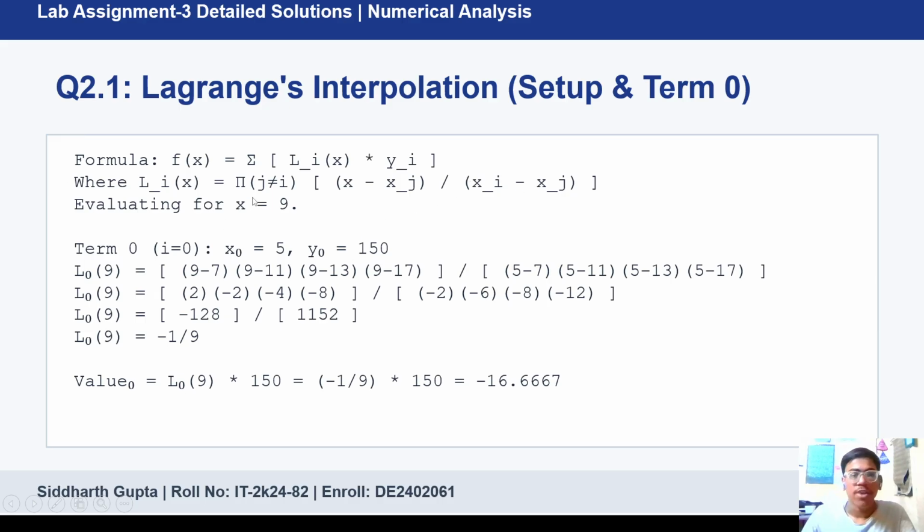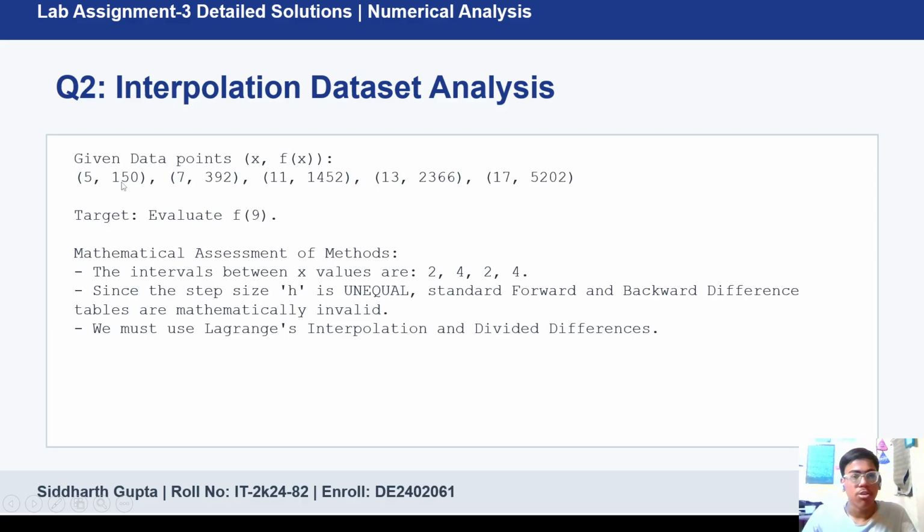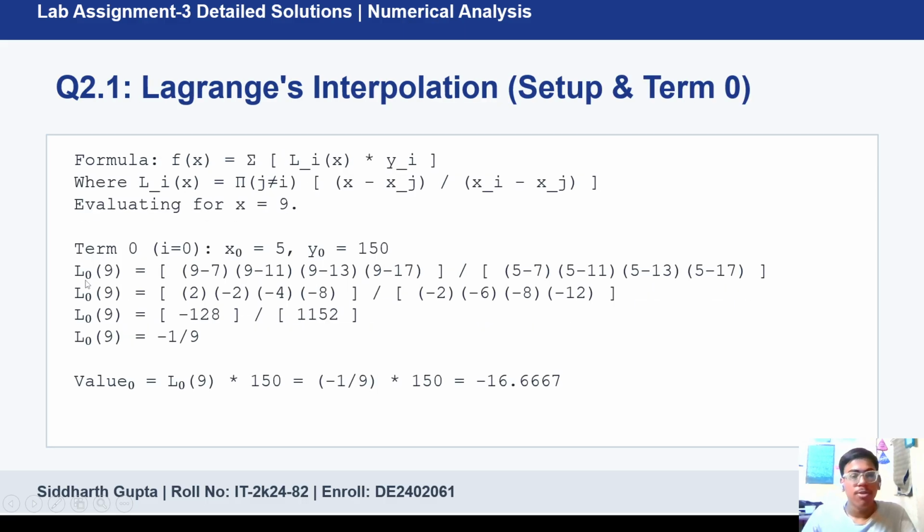Now first we will find the first term, or you can say the term 0. For term 0, x0 is equal to 5 and y0 is equal to 150. You can clearly see x0 is equal to 5 and y0 is equal to 150. So we will put the value in the Lagrange equation and the first term will come somewhere around minus 1 by 9. Then we will multiply it with y0, that is 150. So the answer will come minus 16.667.